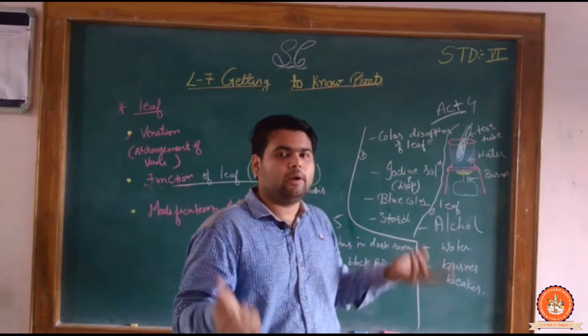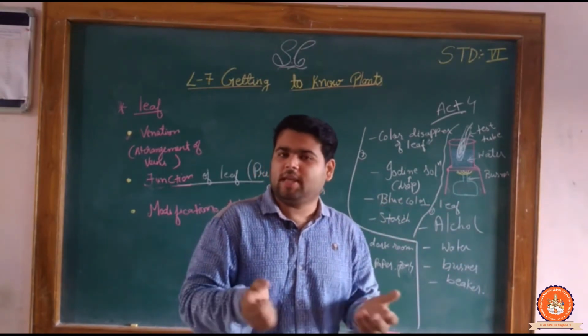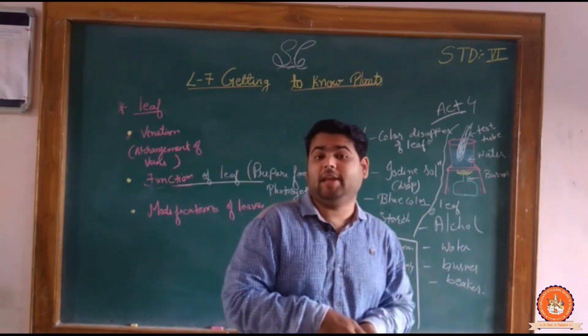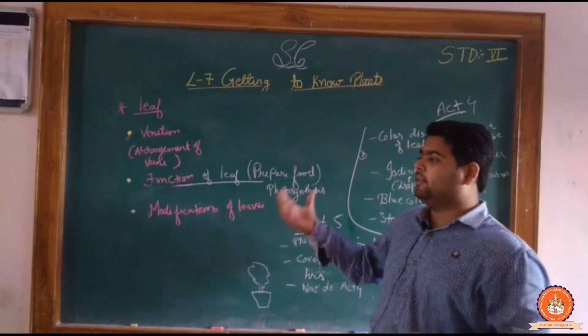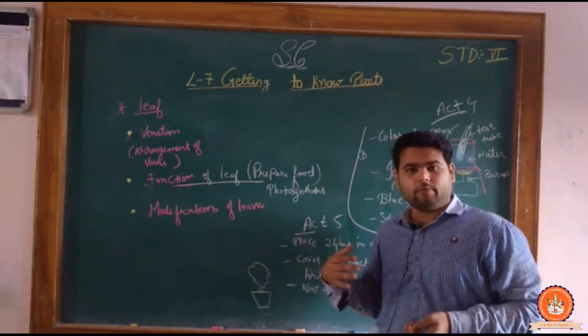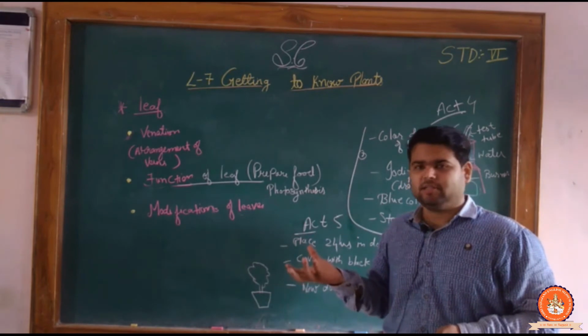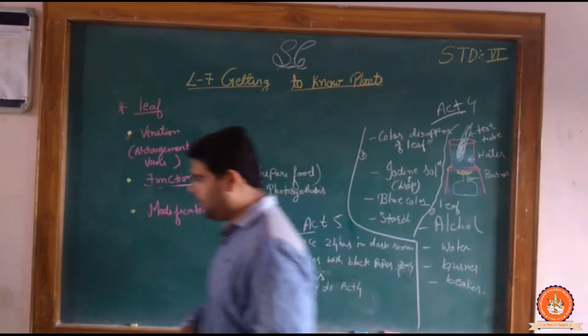the blue color. We will not get the blue color. So there is the absence of starch. So by this we can understand that with the sunlight, the plant is making its own food and producing the starch. Clear, everybody? So write it in your book.